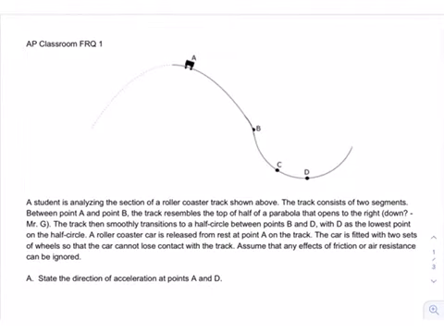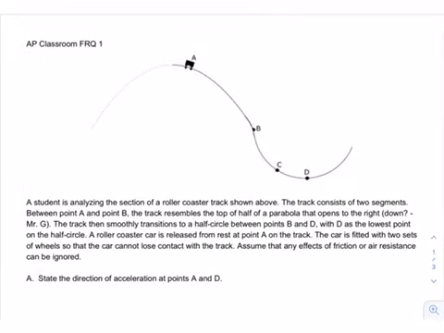Okay, so today we're going to be talking about the roller coaster problem that was assigned on the College Board website. And here we've got a roller coaster going from A, B, C to D. And we know that from B to D, this is part of a circle. So question A leads off with stating the direction of the acceleration at points A and D.